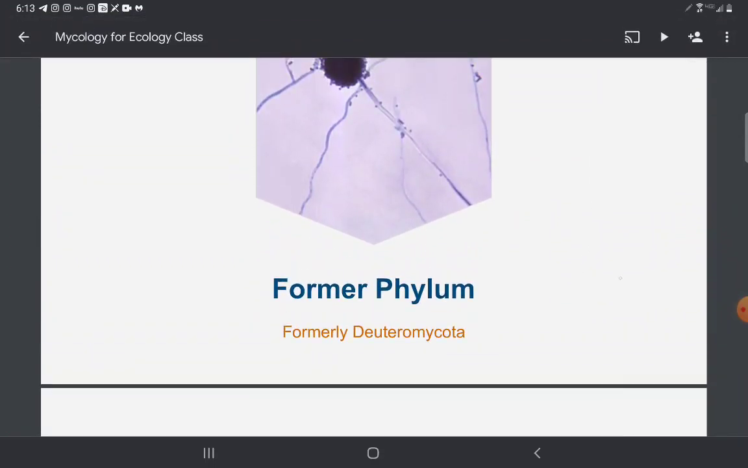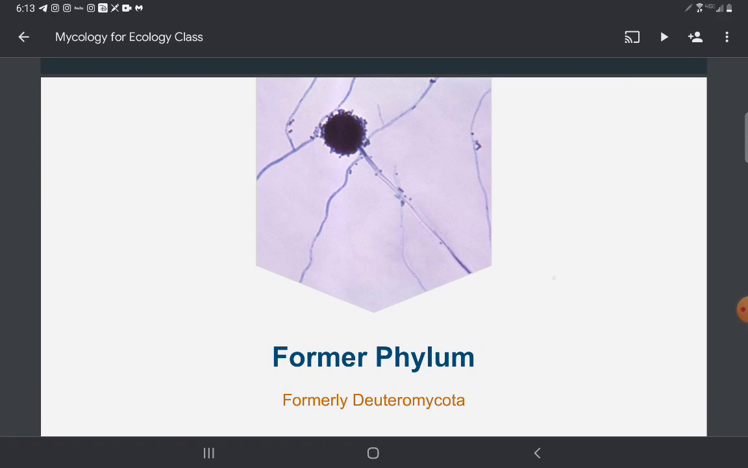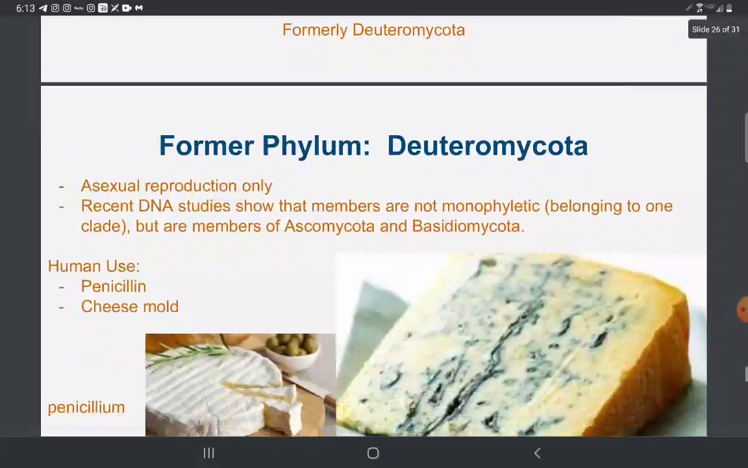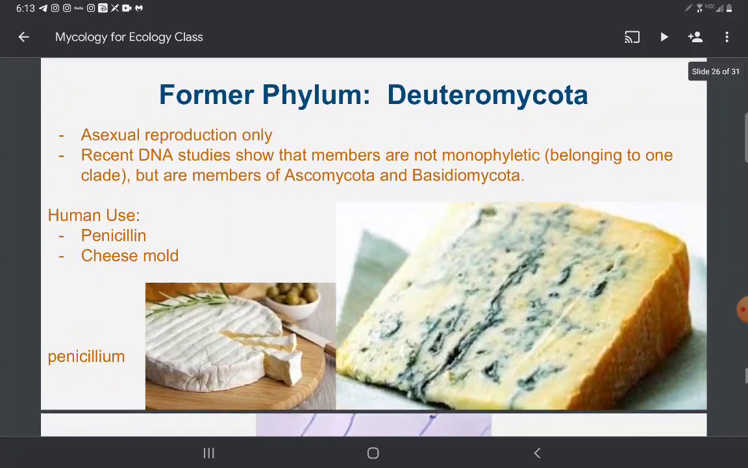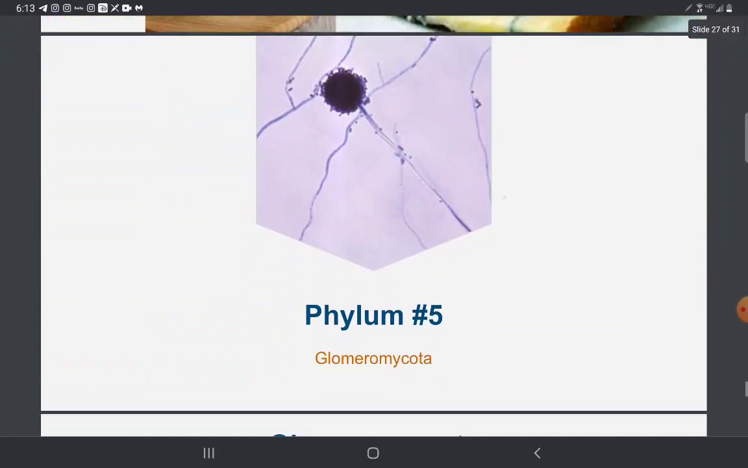Now we're on to Deuteromycota. So this is actually not a current phylum. So this is asexual reproduction only. Recent DNA studies show that members are not monophyletic, meaning they belong to other clades like Ascomycota and Basidiomycota. And so this is just a description now. It is not actually a real classification. But such members include penicillin and cheese mold.